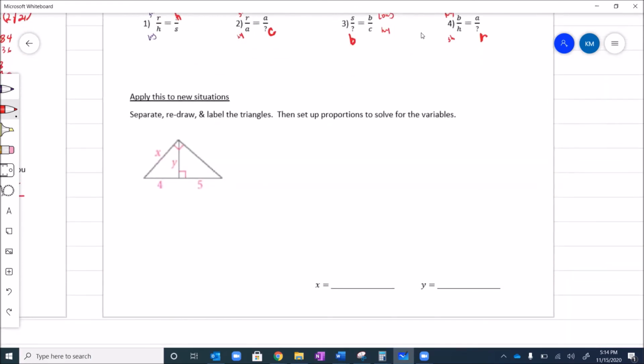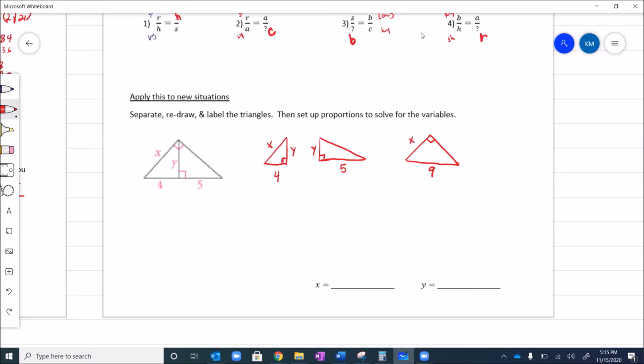It says separate, redraw, and label the triangles, then set up proportions to solve the variables. So here's what we have to do. We're given this triangle with the altitude from the right angle to the hypotenuse, and we're going to redraw these. On my left side I have X, Y, 4. This is my 90-degree angle. Okay, my medium one here, I have Y here, 5 here. Then I'm just going to redraw this large one as well, 4 and 5. So I'm going to call this 9 and X.